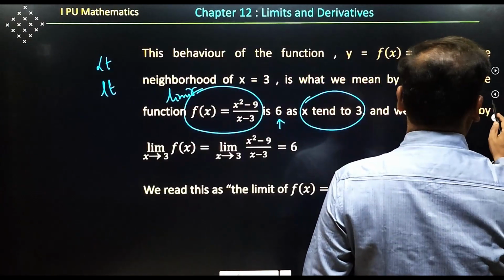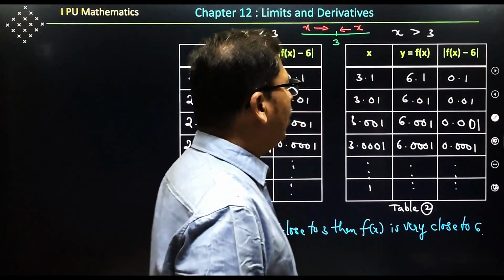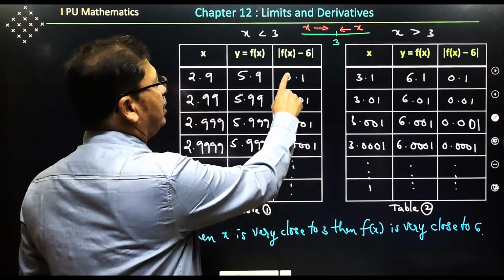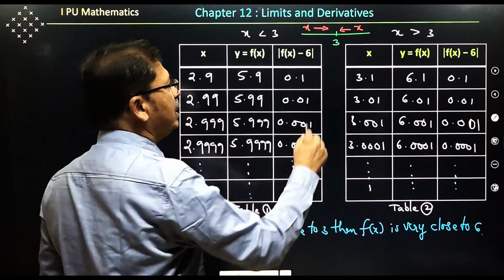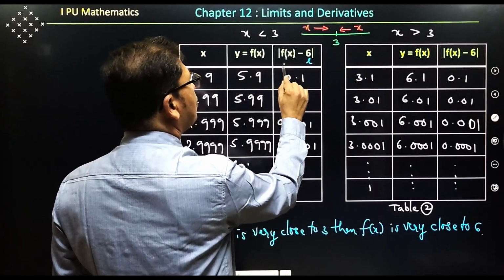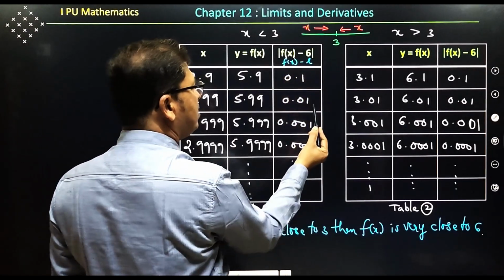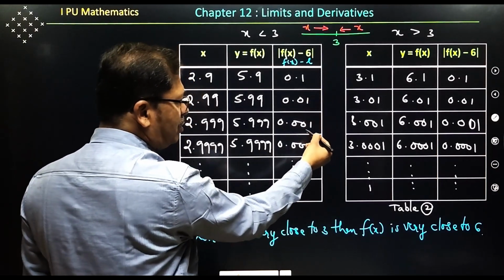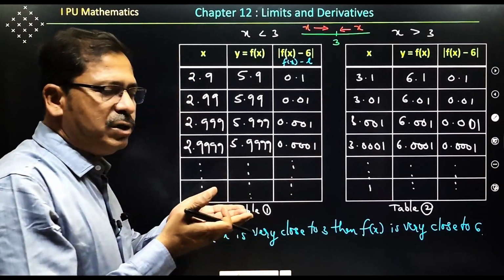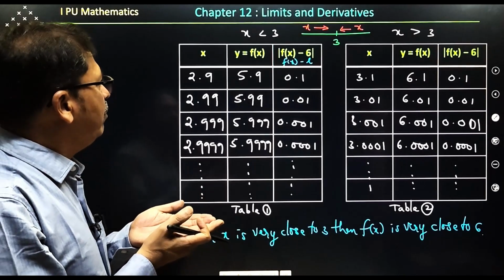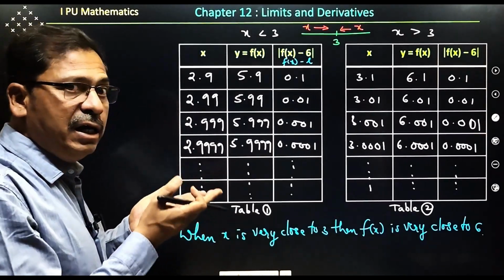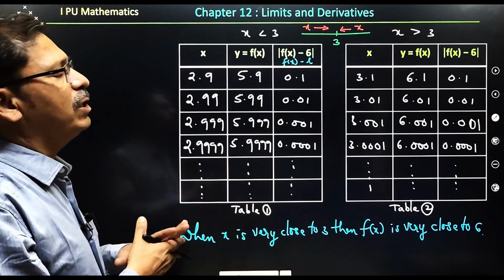Let us come to this example here, this table. Observe the value of the difference of f(x) and L. So this is your L in this case, and this is f(x) here. The value of f(x) minus L is becoming smaller and smaller whenever the difference between x and a is becoming smaller and smaller.